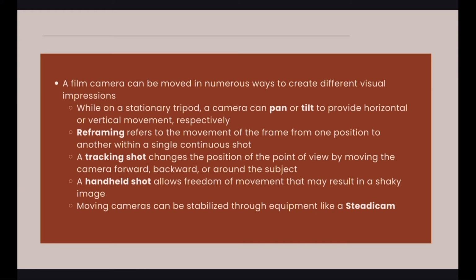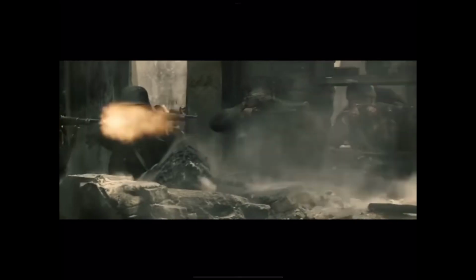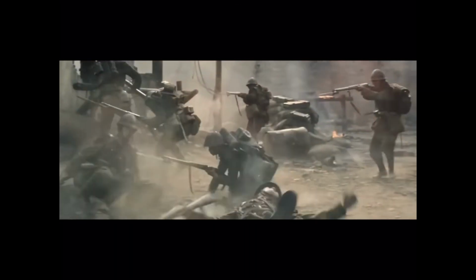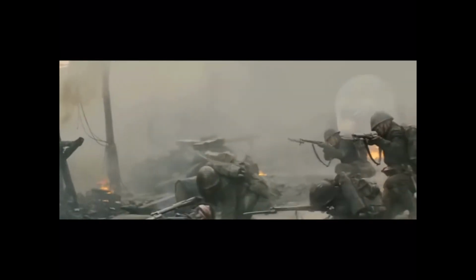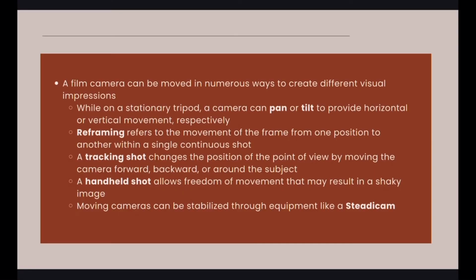A handheld shot allows freedom of movement that may result in a shaky image. Here's an example from Flowers of War. This kind of shot often gives a sense of chaos and anxiety, and it can often make the viewer feel like they're witnessing the scene in person. Moving cameras can be stabilized through equipment like a Steadicam, which we saw earlier in this presentation.